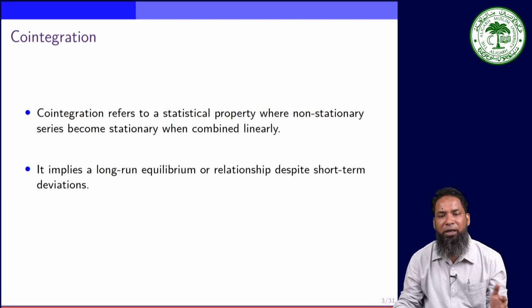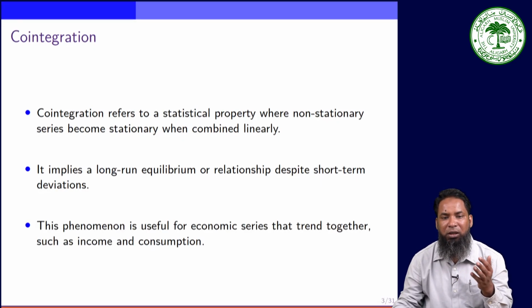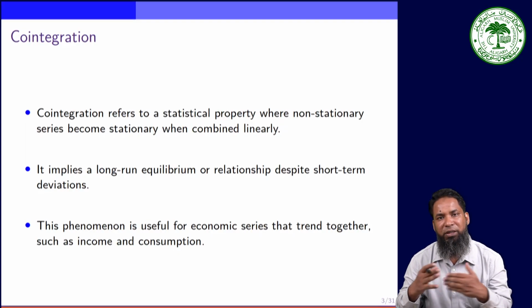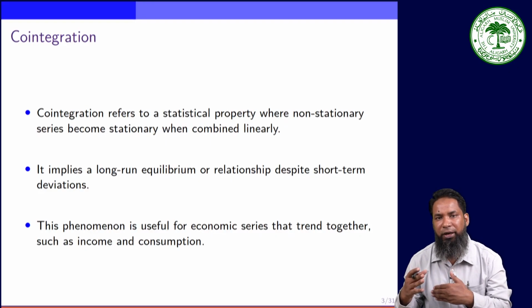This implies that there is a long-run relationship between those non-stationary series despite the short-run fluctuations. This phenomenon is quite useful, especially in economics and finance, where we have a lot of individual series which are trending together. That means they are non-stationary. However, there is a relationship. For example, let's take income and consumption. We know that as income increases, consumption also increases. So both are following a similar trend.